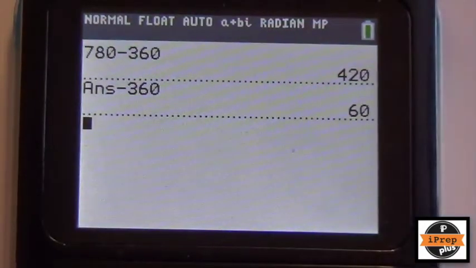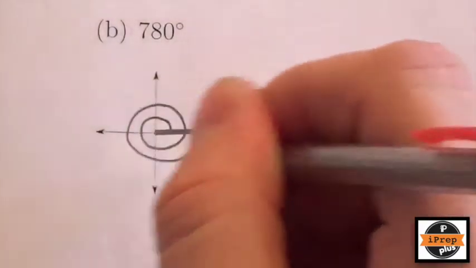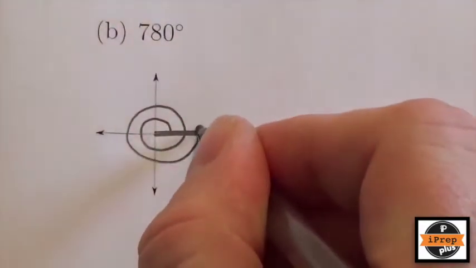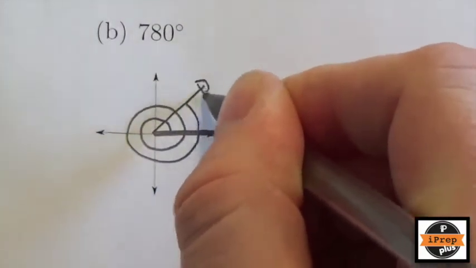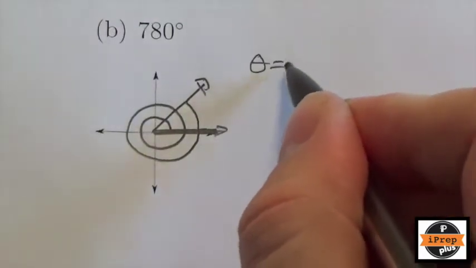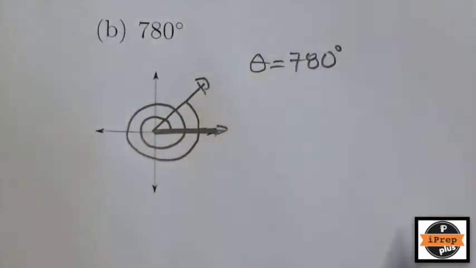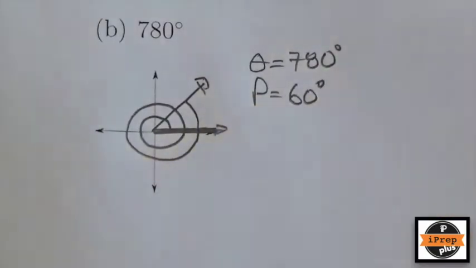And I get 60 at the end there. Okay, so that means that I've gone around twice, and then I come around, and my terminal arm is going to be somewhere out here. So here we go. My theta here, my rotation angle is 780 degrees, but my principal angle was just 60.